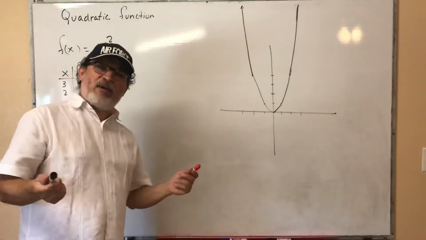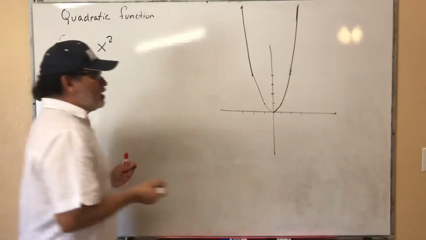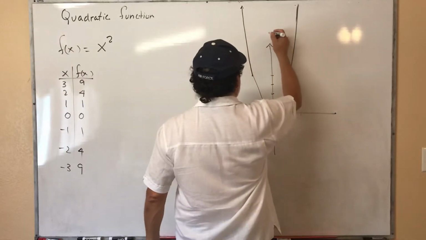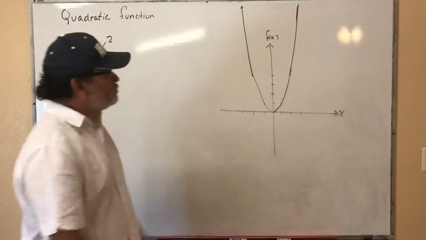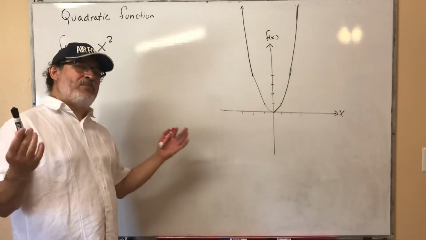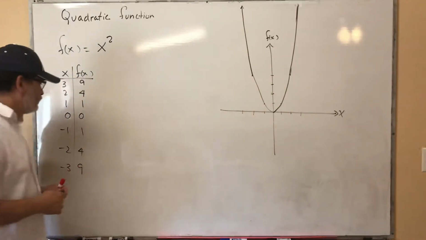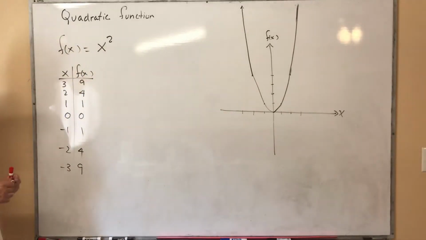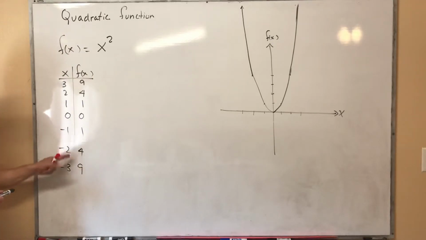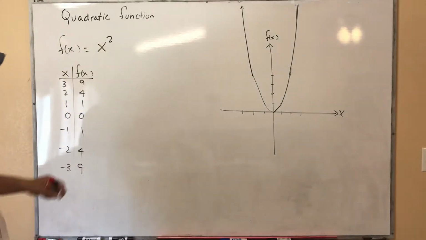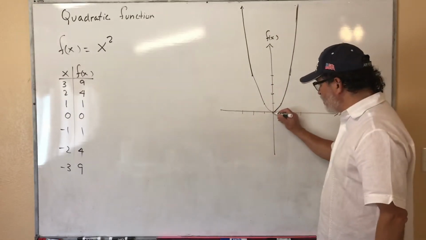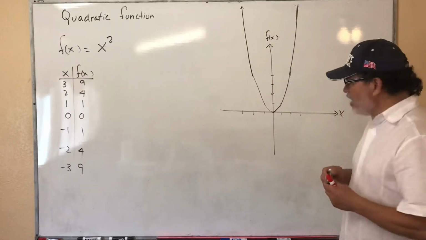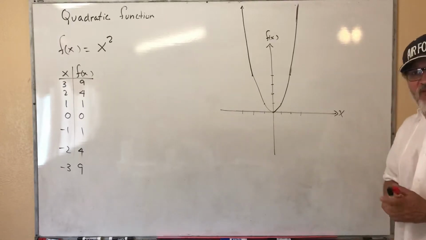This is the basic parabola. It doesn't get any easier than this. This is f of x, and this is x. It's a function, and here is the table. By the way, we call this the vertex. This right here is the minimum. The minimum point, we call it the vertex.